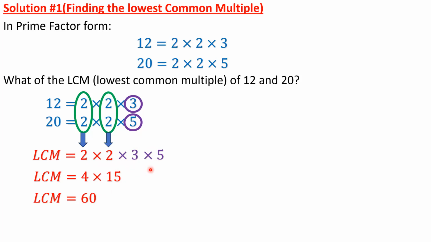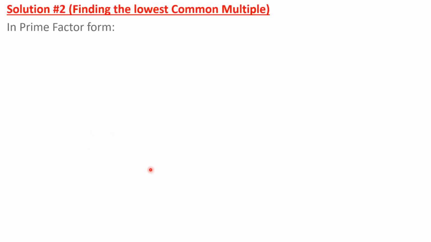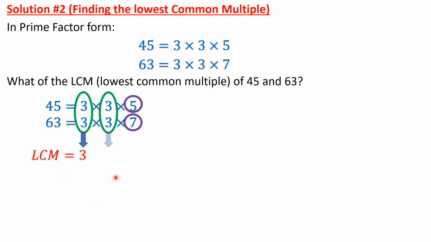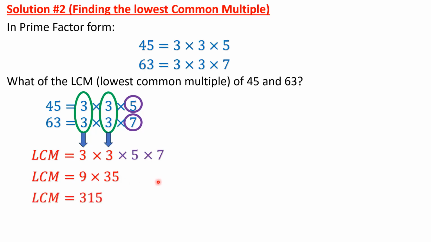Okay, now let's go on to number 2. For number 2, I need China. China, what you got for number 2? For number 2, I get 315 because I circled the common numbers, which was 3, and then I circled the uncommon set, which was 5 and 7. So I get 3 times 3 times 5 times 7. 3 times 3 equals 9, and 5 times 7 equals 35, and 9 times 35 equals 315. Very good. Did anyone else get 315?